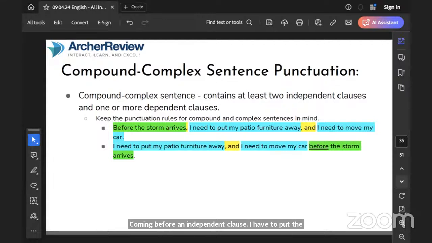Well, then I've got one more clause. "I need to move my car." Is that independent or is that dependent?